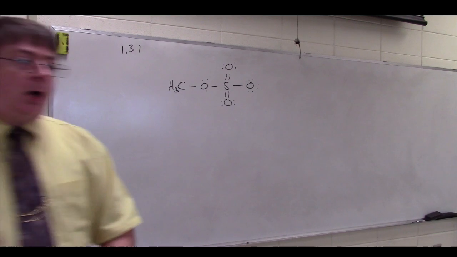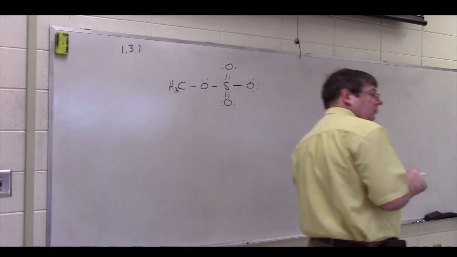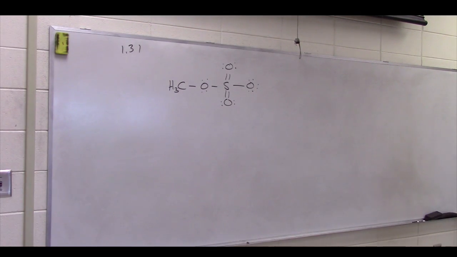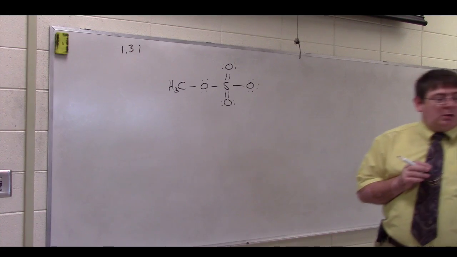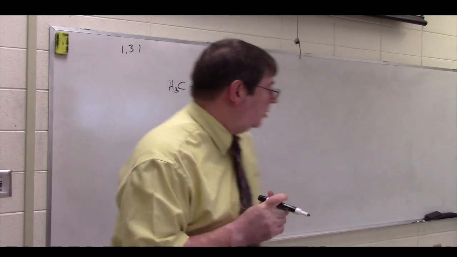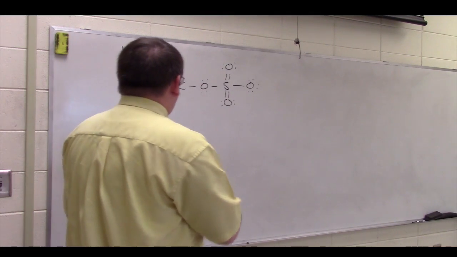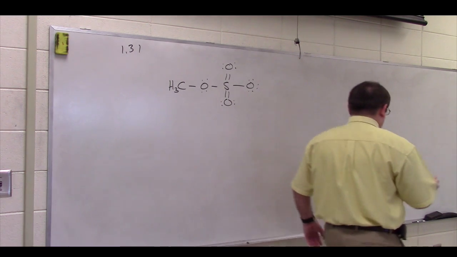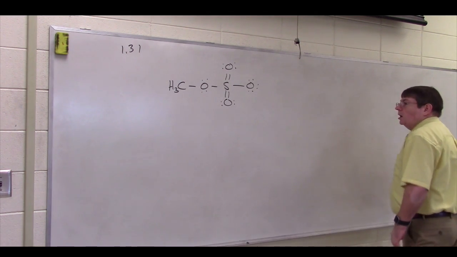Define for me formal charge. What does it mean? The overall charge on the atom. It is a charge on an atom, but how do we figure out what it is? What electrons? All electrons? We're only talking about valence electrons, right? So we need to go through and figure out how many valence electrons each atom formally owns, correct?